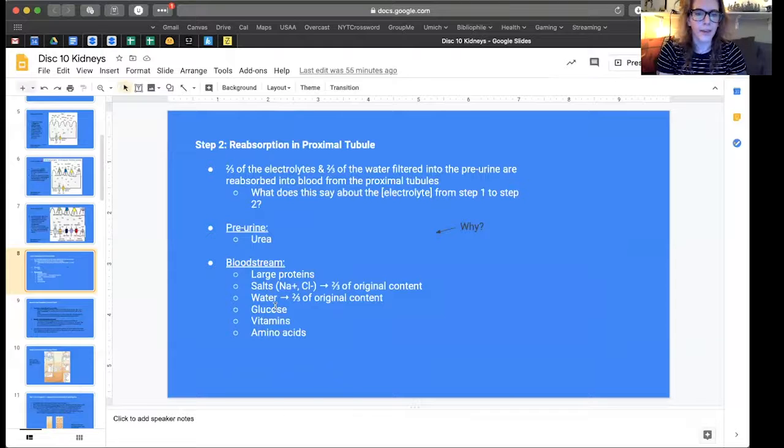And an important thing to remember is that we're able to reabsorb about two-thirds of the original salt content and water content. And so one thing to remember is that when we're moving equal amounts of salt and water, that's going to make the concentration of those things be the same. So even though we have less of the actual absolute amounts in the filtrate, the concentration is staying the same.